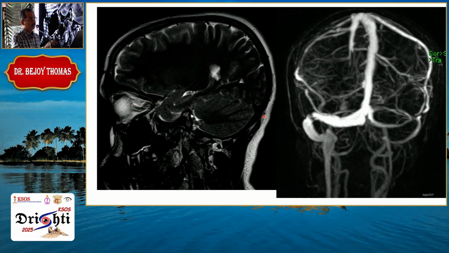So, if you see this, you have to immediately do a venography and see that the left transverse sinus is relatively hypoplastic, and there is relative narrowing of the transverse sigmoid junction, and the right distal transverse sigmoid junction also has narrowing. So this is a case of raised intracranial pressure, idiopathic intracranial hypertension.